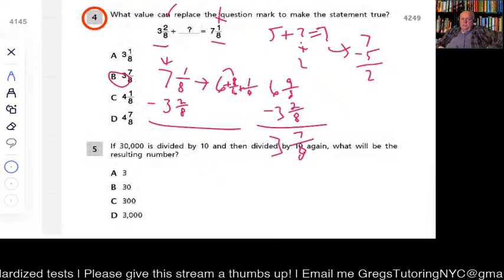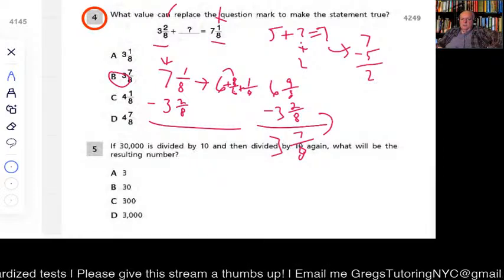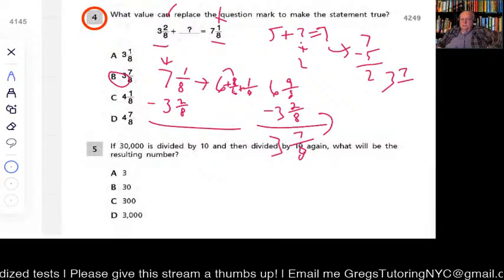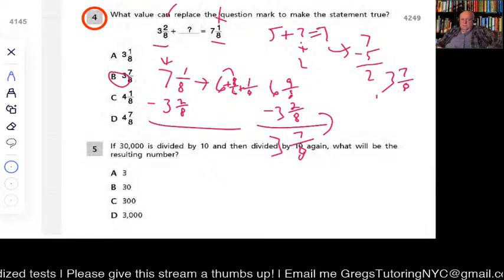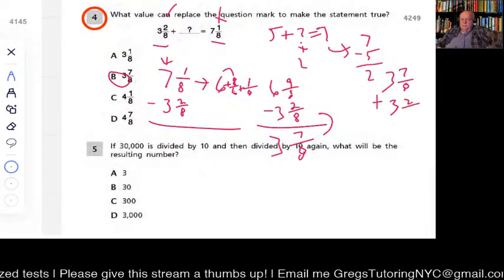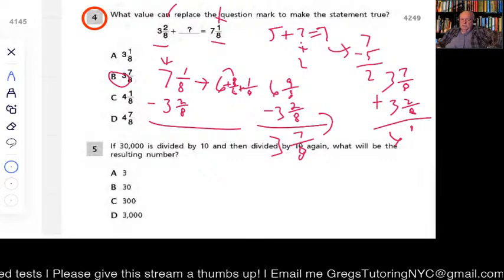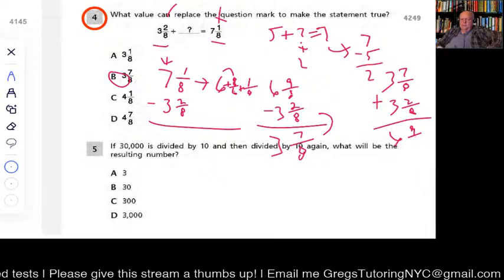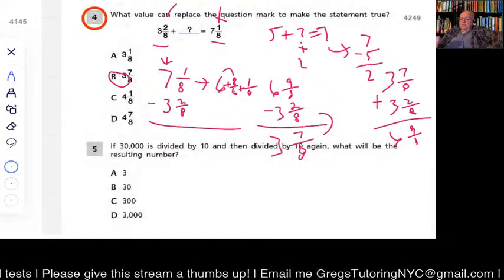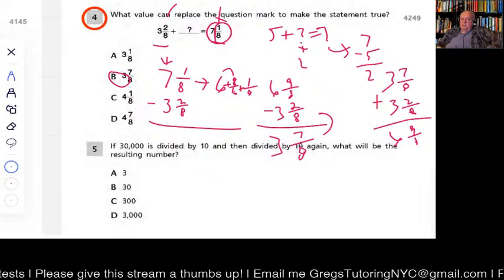And we can always take the answers here and add them. So if you take your answer, 3 and 7/8 plus 3 and 2/8, we're going to get 6 and 9/8. Okay, 9/8 is the same as 1 and 1/8. So that gives us 6 plus 1 and 1/8, which is 7 and 1/8, and that's our original number here. So we have a way to double check this as well, all right?